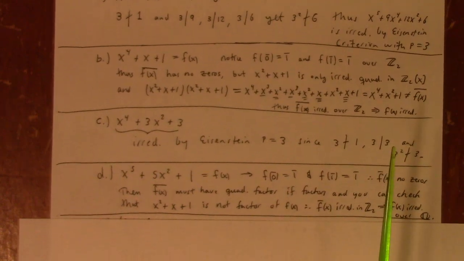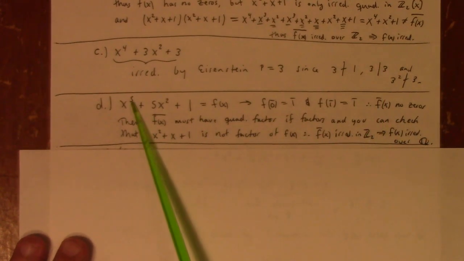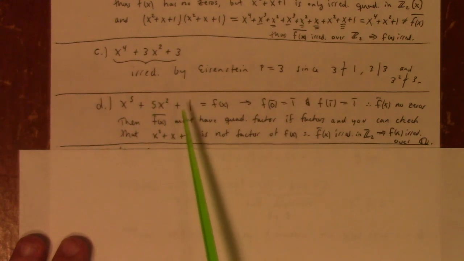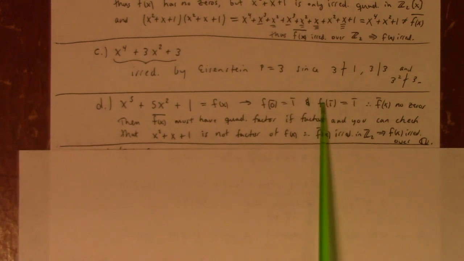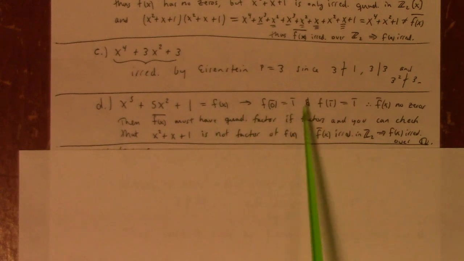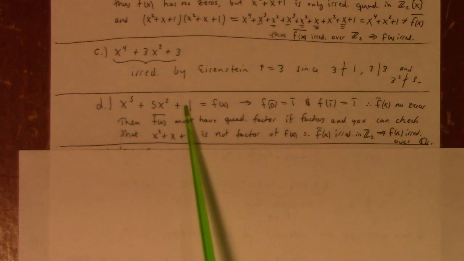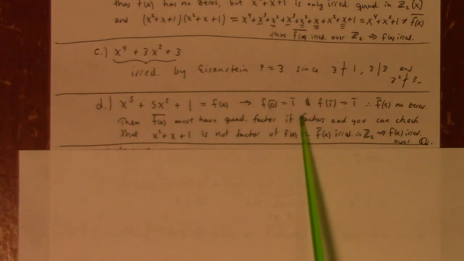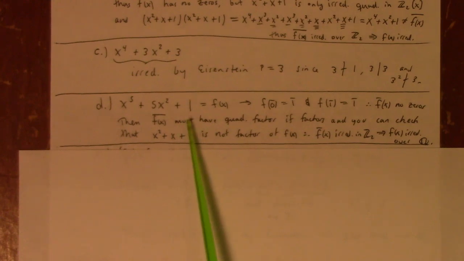Part D is, again, a nasty problem. Because it's order 5, I can't just use the zero theorem. I have to look at reduction. But reduction mod 2 does work. That's nicer than working with, like, reduction mod 7. So reduction mod 2 has no zeros, so this must be a product of an irreducible quadratic times an irreducible cubic at best. And you can check that x squared plus x plus 1, which again is the only irreducible quadratic in Z2.